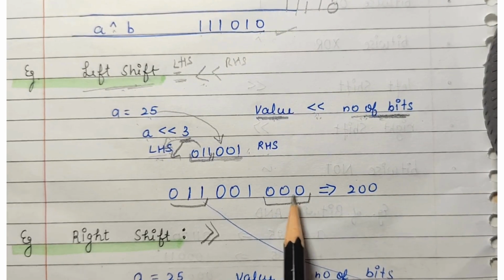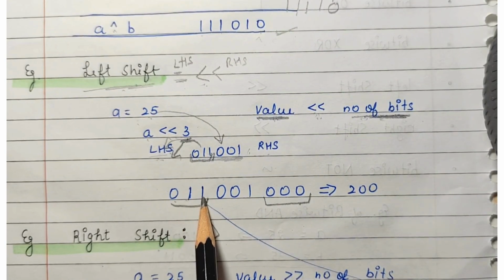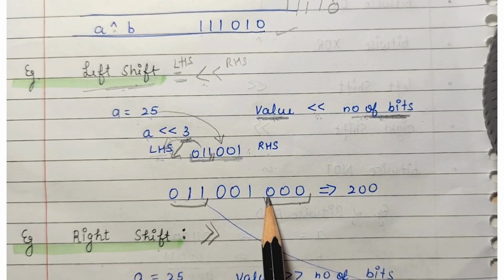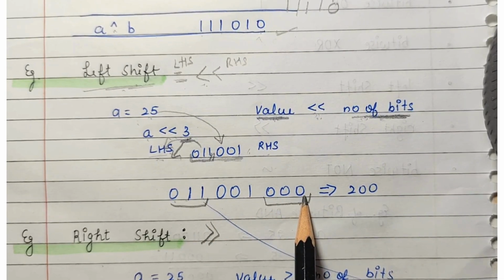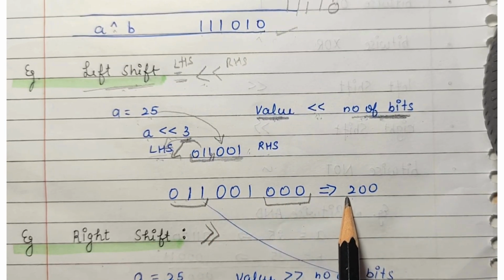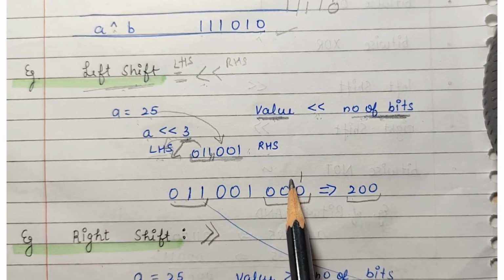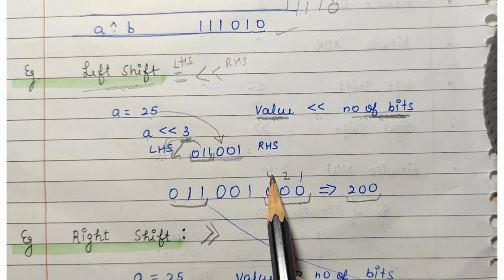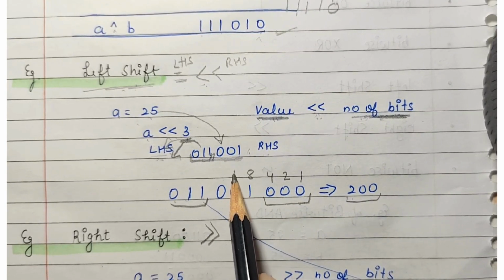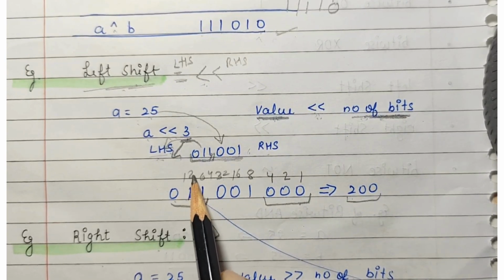Why 3 padding bits? Because you are shifting by 3 bits. So 0 1 1 as such, 0 0 1 as such, and 3 padding bits are added here. After this, if you convert into decimal representation, it becomes 200, because here we have the value 1, here we have 2, here we have 4, 8, 16, 32, 64, 128.